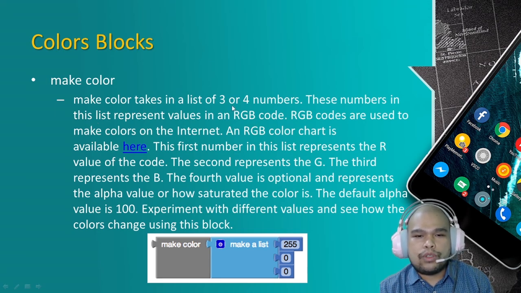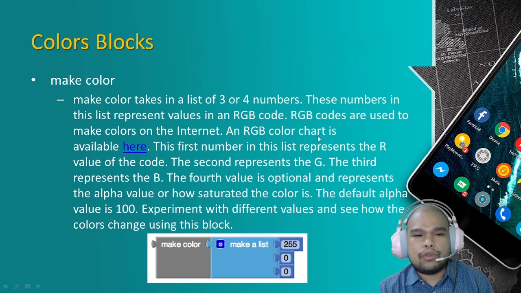So, if you're using 3 numbers, no, the color mode na gagamitin niya is RGB. If 4 numbers ang ilalagay natin, ang color mode na gagamitin niya is yung ARGB. So, A is alpha. So, ito ngayon yung gagamitin nyo na value if gano'n ka-transparent nyo gusto yung kulay. Okay?